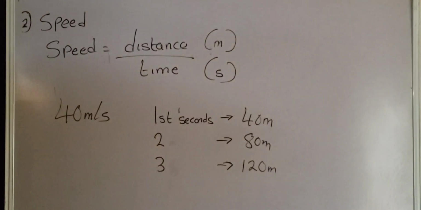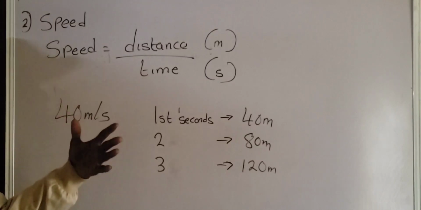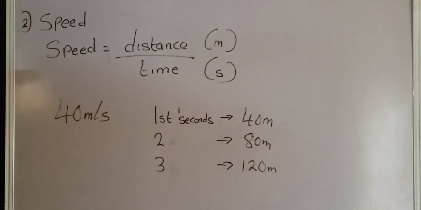Now, it is important to note that if you are given a question and the distance is in kilometers, you first have to convert to meters before you can proceed to calculate your speed. And if your time is not in seconds, perhaps you are given a minute, you have to convert to seconds before you can calculate your speed. Do you understand?